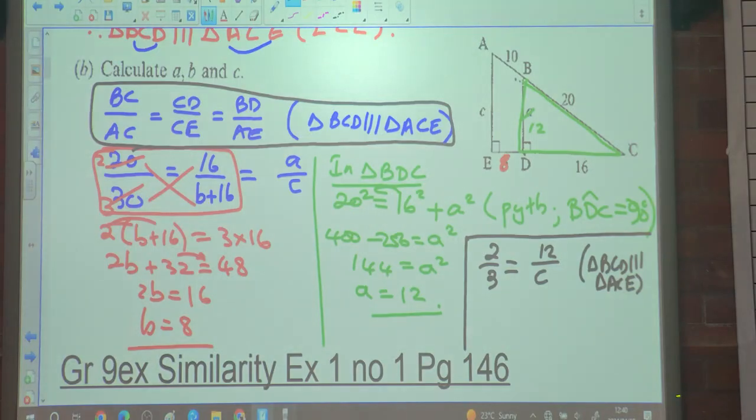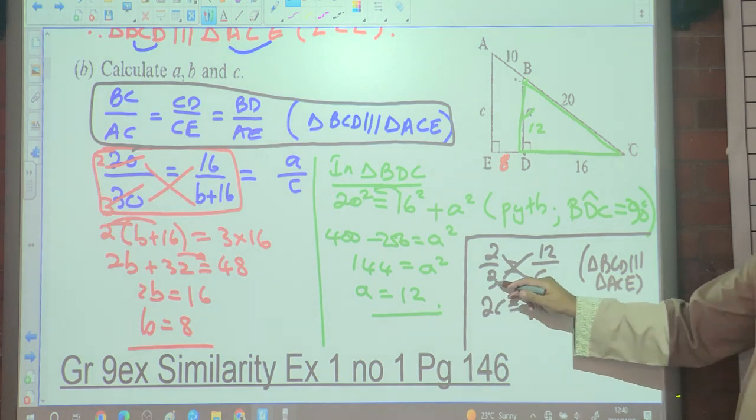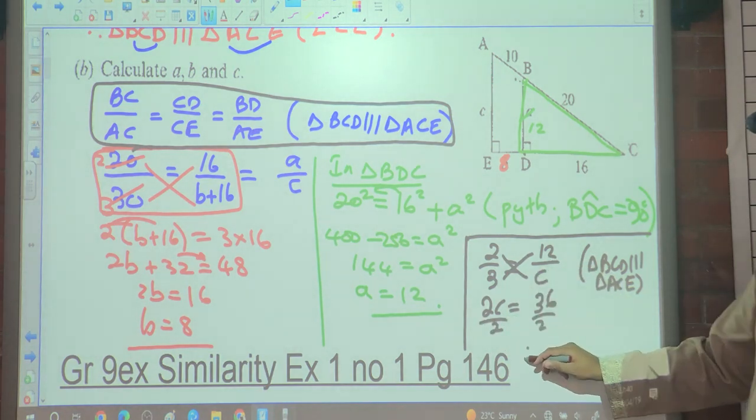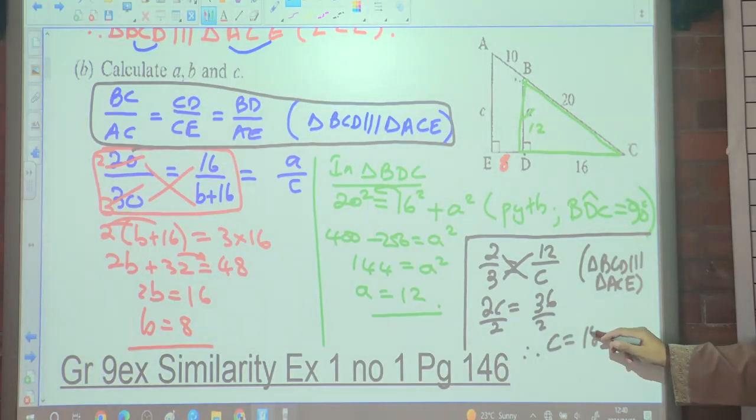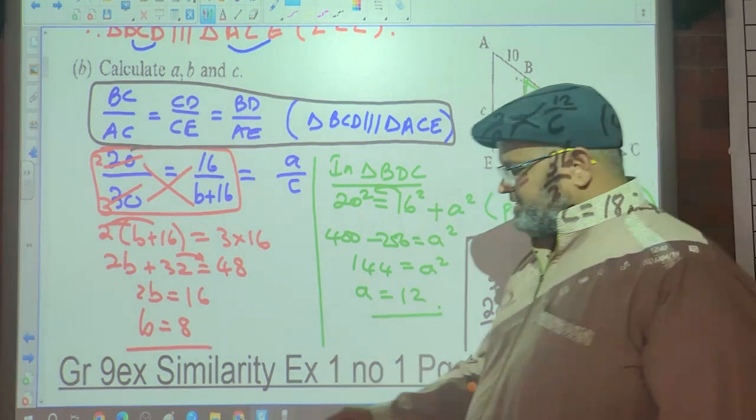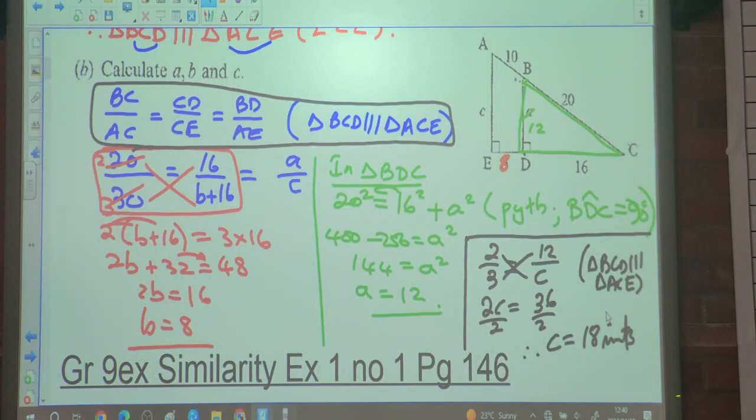Okay? People, we cross multiply, what do we get? 2 times C? 2C. 3 times 12? 36. Divided by 2 both sides. Therefore C is 18 units. If we're given centimeters, it will be 18 centimeters. If we were given meters, and so on.